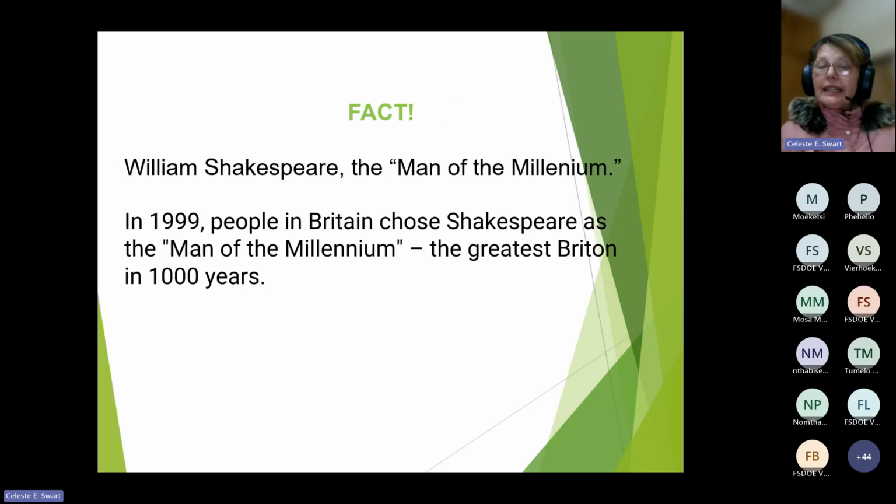But what if I give you the evidence and I show you that this is the truth? Because in 1999, people in Britain chose Shakespeare as the man of the millennium, as the greatest Briton in 1,000 years. There's the evidence. It doesn't mean that you say he's the man of the millennium, but what we are saying is we can prove it because he was voted as the man of the millennium in 1999. There is evidence. So we have proof. We can show that this is true. So make sure that if you give a fact, that you have evidence.